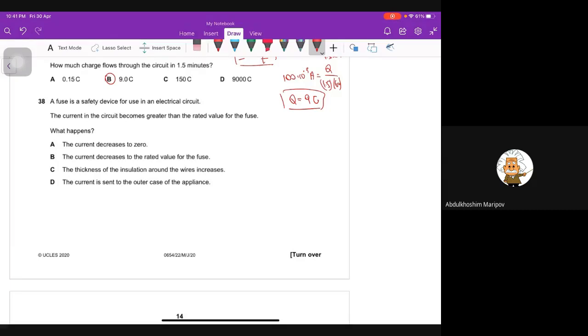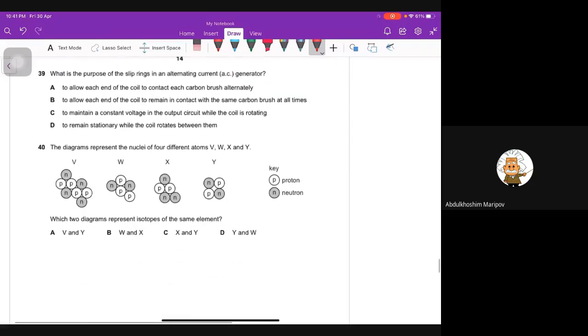So if the current increases, it goes beyond the fuse's capacity. The fuse will burn, so it will not allow any current to pass in. So the current decreases to 0. Option A, the current decreases to 0. The current decreases to the rated value of the fuse? No, it will burn. The thickness of the insulation around the wires increases? No. The current is sent to the other case? No, not that either. So it's decreased to 0, definitely.